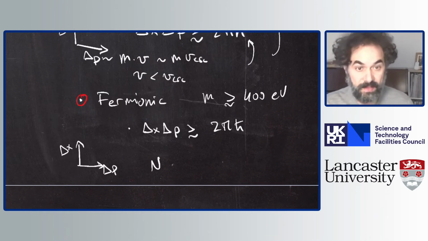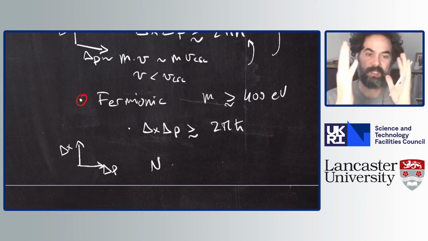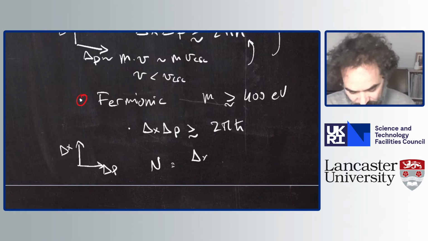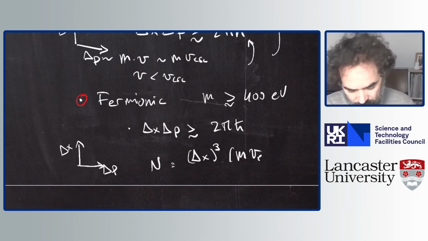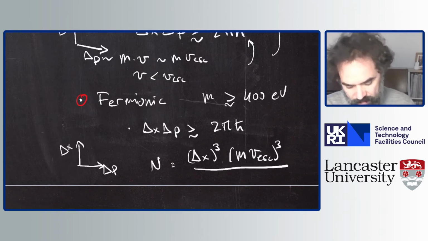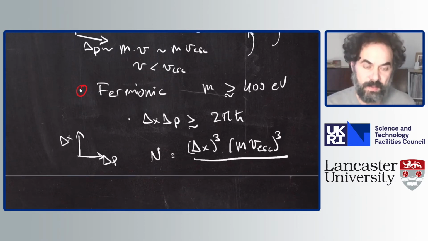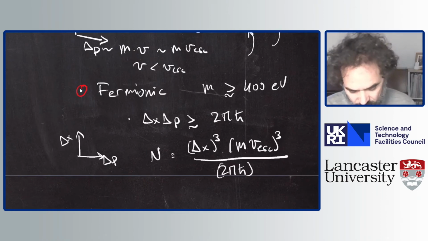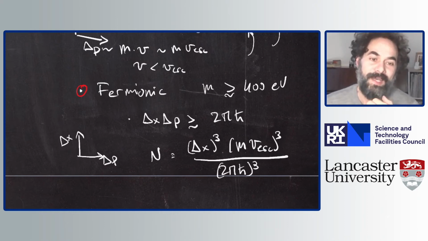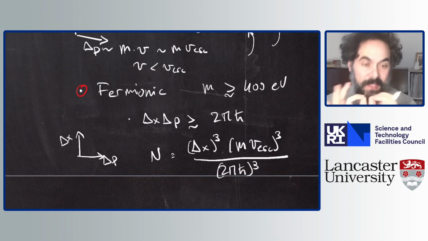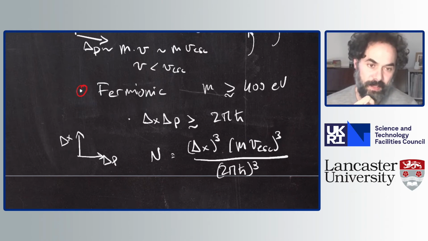So number of states: imagine that you take a galaxy as a cube, and you're going to have the size of the galaxy cubed, multiplied by the maximum p that you can have. What is the maximum p? Cubed. And all this has to be divided in small cubes of (2 pi h) cubed, so the minimum size. So this is the amount of, if you want, phase space, the number of states that you can have in a certain dark matter halo, right?